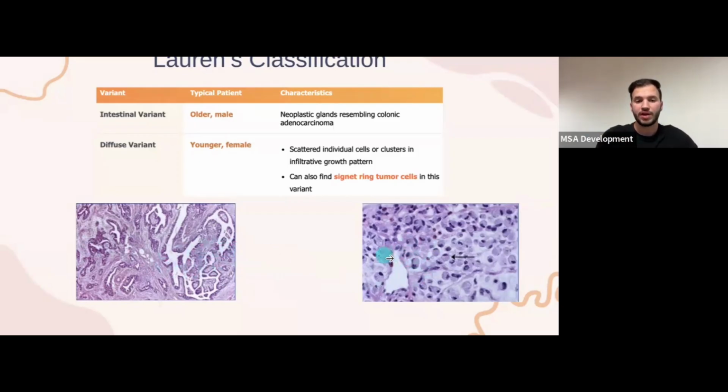Now for the diffuse variant, as mentioned, it's in younger females, and it also has a characteristic feature. This is for diffuse gastric carcinoma: the signet ring cell. In the signet ring cell, we have mucin being produced that pushes the nucleus, as you can see here, to the side of the cell.